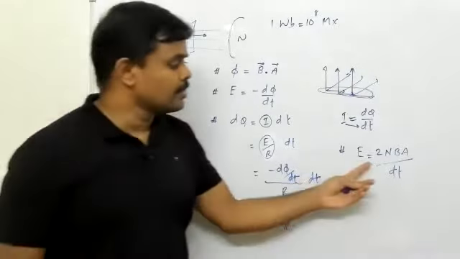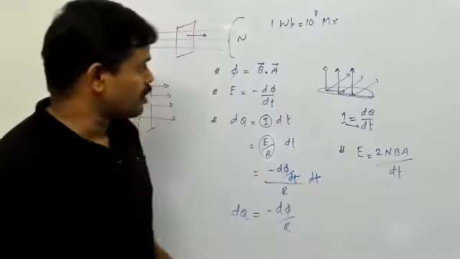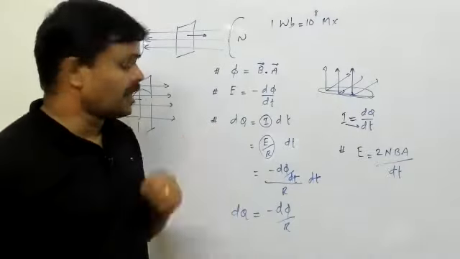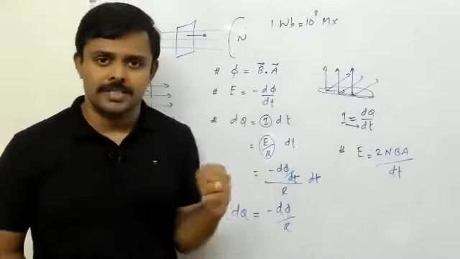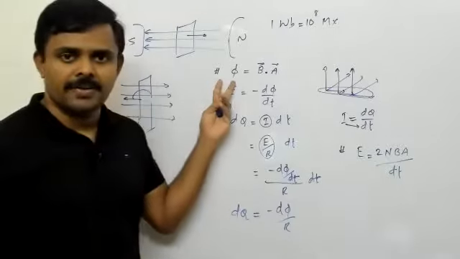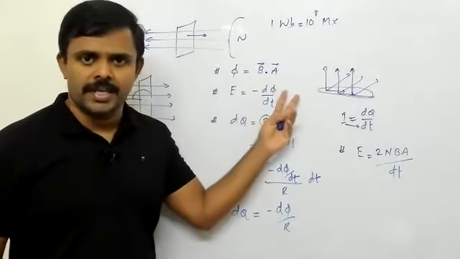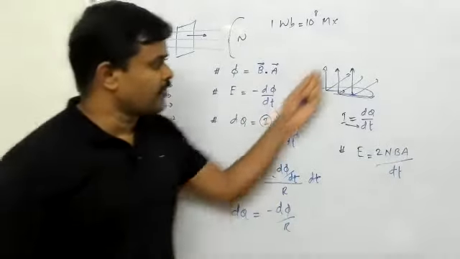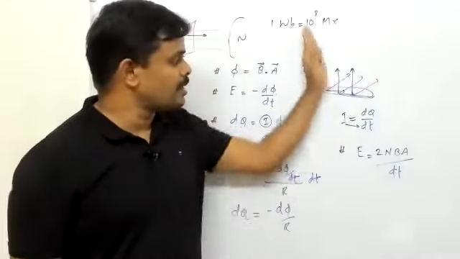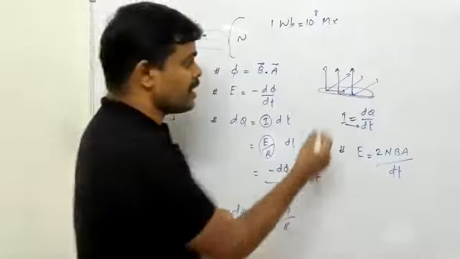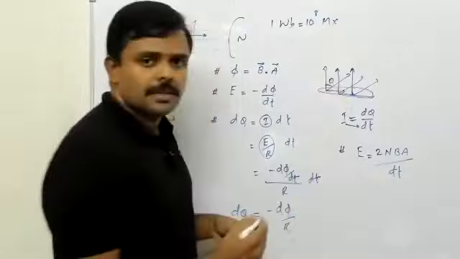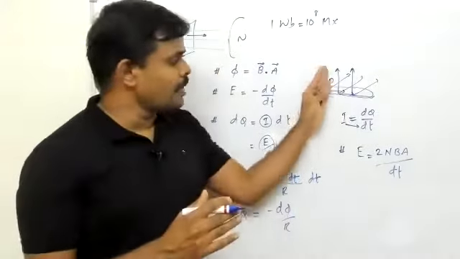That would make it 2NBA by dt. So these are the equations we learned in the last class, and we'll be doing questions on this in this session. Flux is given by phi is equal to B dot A. What is flux? The number of lines of force penetrating perpendicular to the surface. So actually the lines are making an angle of theta here, but you are concerned about the normal components only.